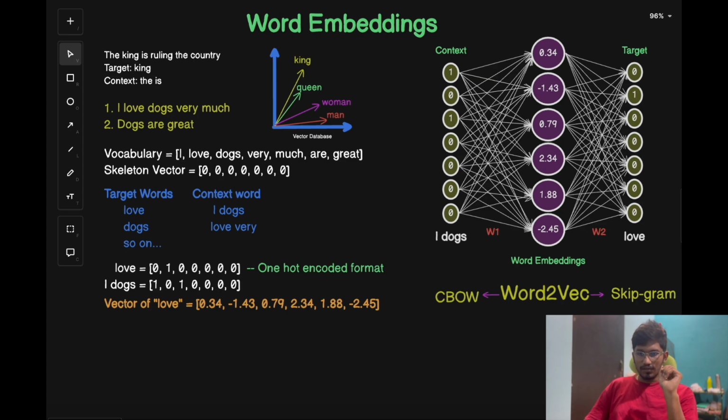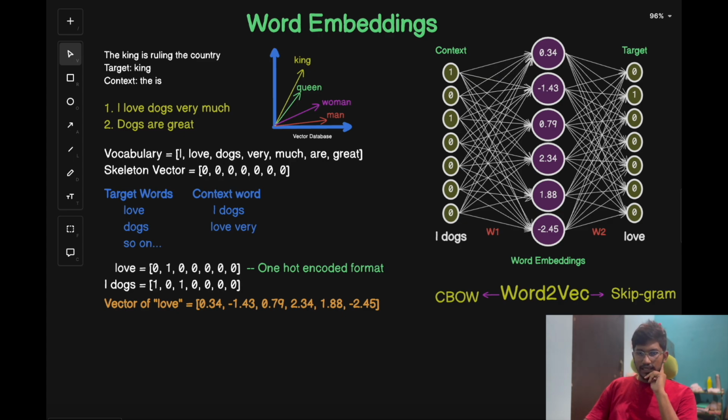So now let us understand CBOW with an example. Let's say we have a list of sentences or corpus like this: I love dogs very much, and dogs are great. These are the two sentences or two documents in my corpus. First we prepare a vocabulary for this corpus, which is nothing but a set of unique words, just like we did in bag of words and TF-IDF. My vocabulary looks like this: I, love, dogs, very, much, are, and great. The skeleton vector for this is 7 zeros, one slot for each word in the vocabulary.